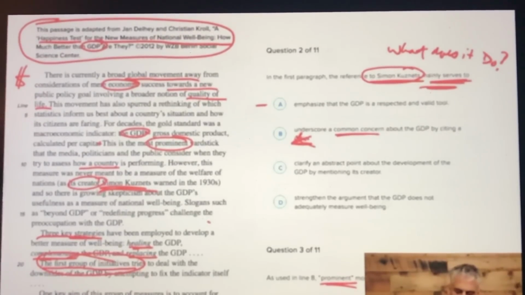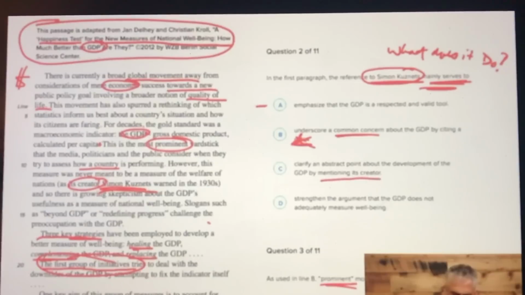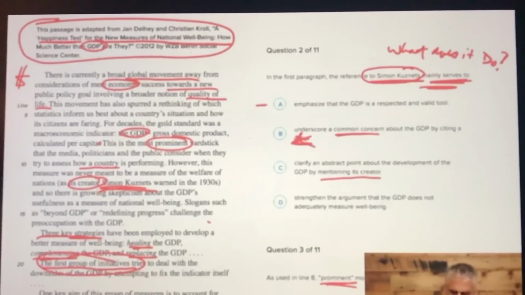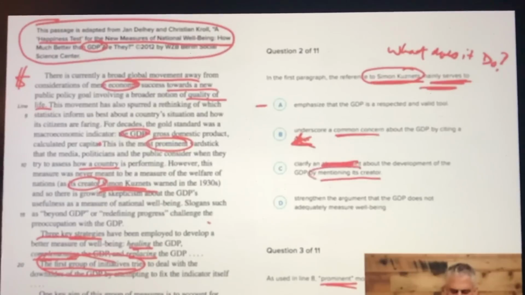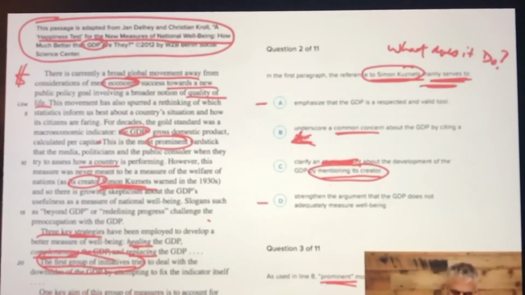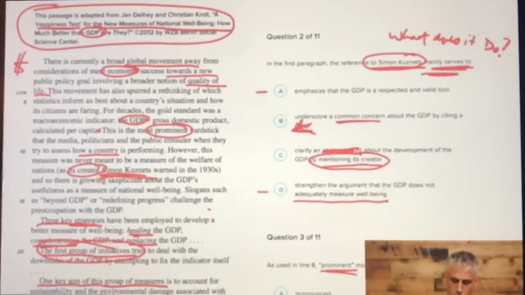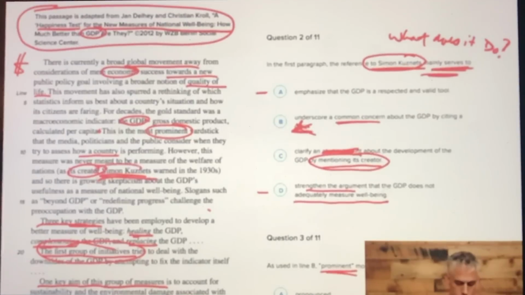Okay. C. Clarify an abstract point about the development of GDP by mentioning its creator. Okay, they do mention their creator. Okay, I'm going to leave that in maybe. But an abstract point about the development, is he mentioned to clarify an abstract point? No. Okay, so be careful here. That looks good if you're just rushing at it. But if you keep in your head what you're looking for, let's look at D. Strengthen the argument that the GDP does not adequately measure well-being. Yeah, that's what the Simon said. It doesn't adequately measure well-being. That's our answer.